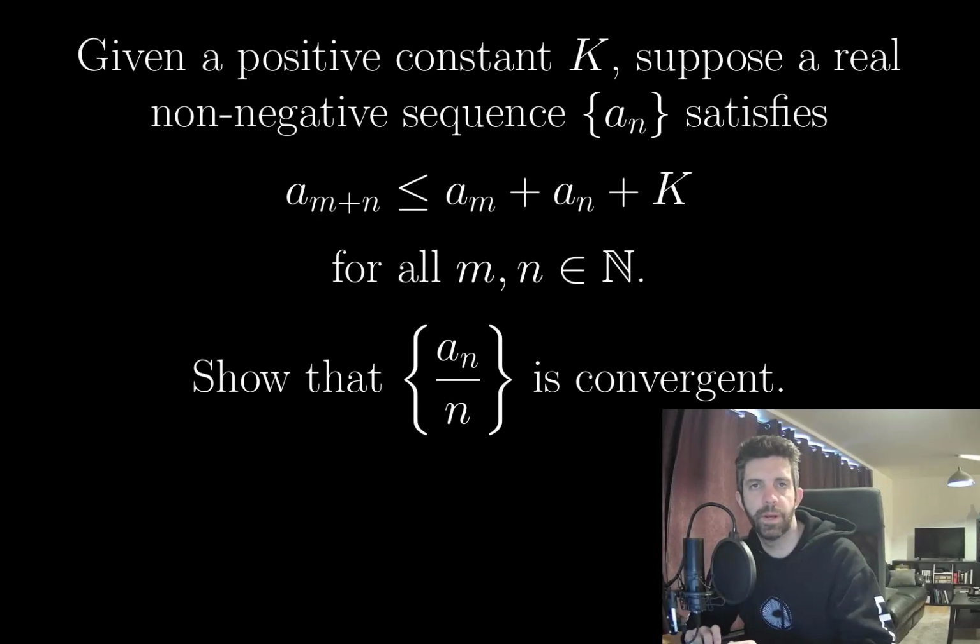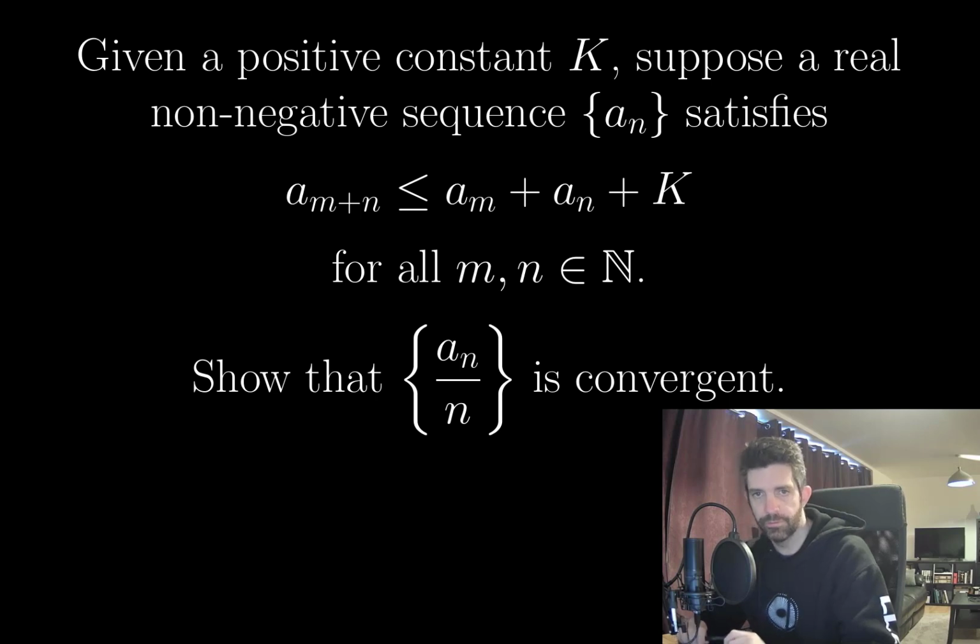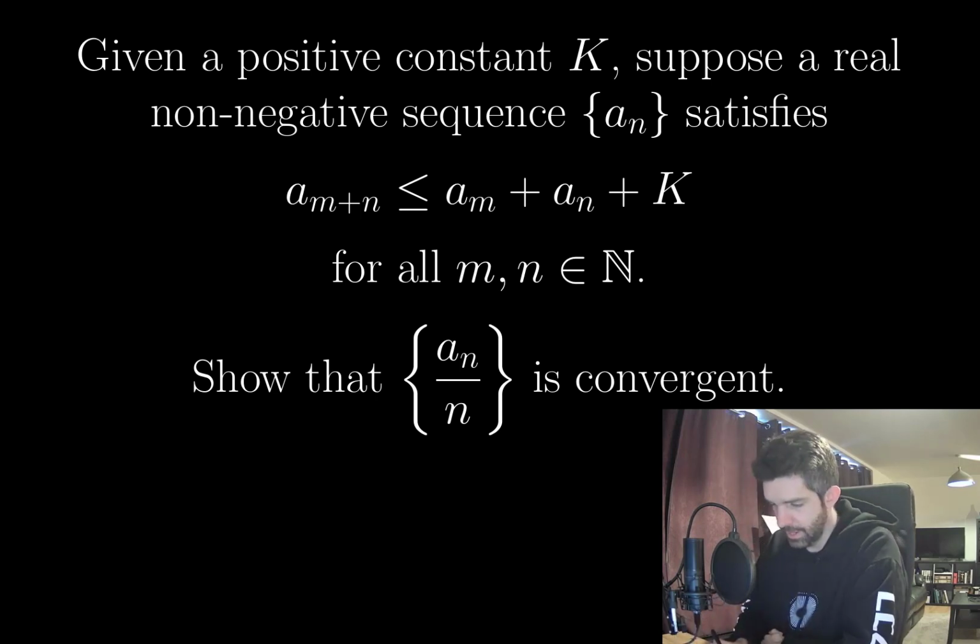Today's problem was submitted by a viewer, and it says, given a positive constant k, suppose a real non-negative sequence a_n satisfies a_{m+n} is less than or equal to a_m plus a_n plus k for all m and n natural numbers. Show that a_n over n is convergent. Okay.